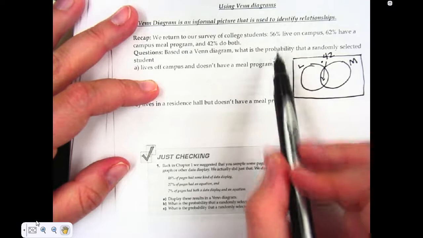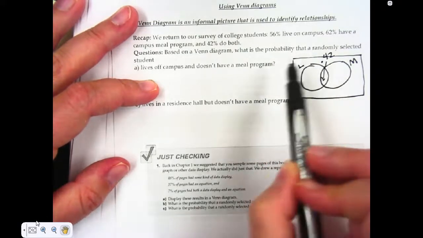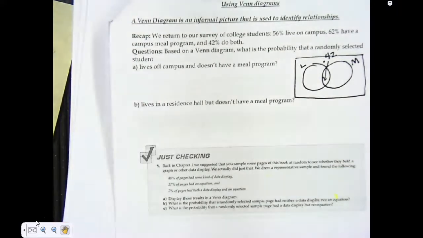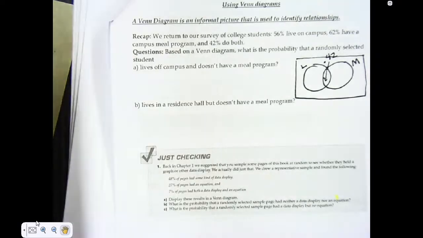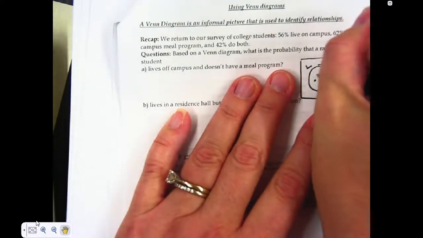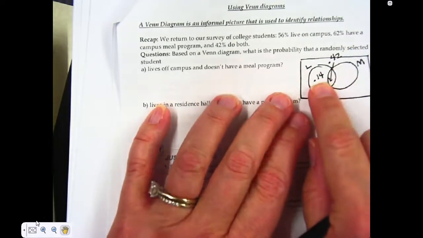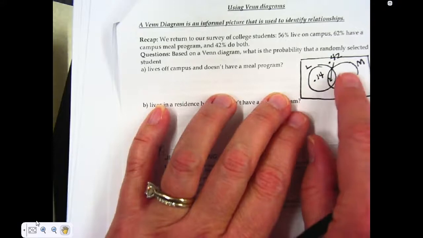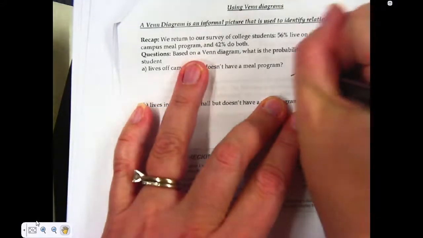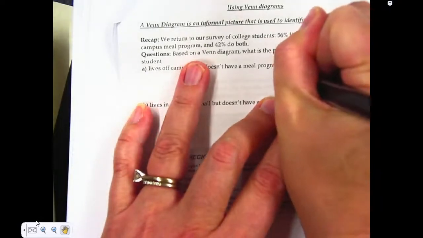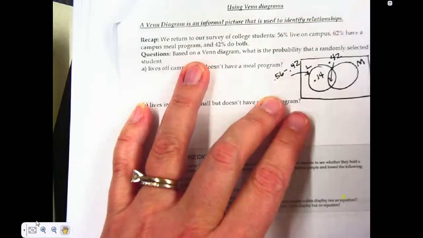Now, what it says here is 56% live on campus. So this whole circle right here has to add up to 56%. So what I need to do is take the 0.56 and subtract the 0.42. Okay, so that gives me 14%. What this gives me is the amount of people who only live on campus. They don't have a meal plan. But you can see that whole circle still has to add up to 56. I'm just going to draw an arrow and know that for that I took 0.56 minus the 0.42.